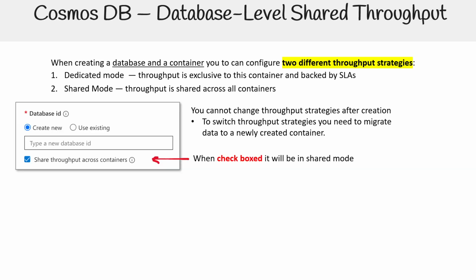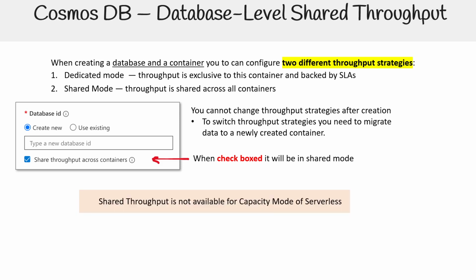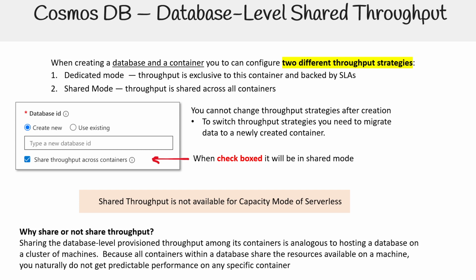So when you're creating your database and your container, there's this little checkbox for shared throughput across containers. That's how you know it's set for shared mode. Shared throughput is not available for capacity mode of serverless because it's all about provision throughput, which makes sense. So when should you share? When should you not share?